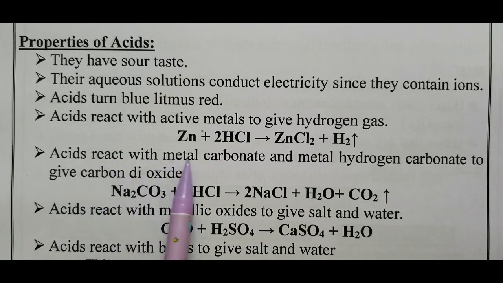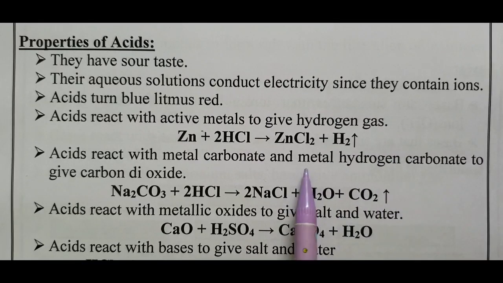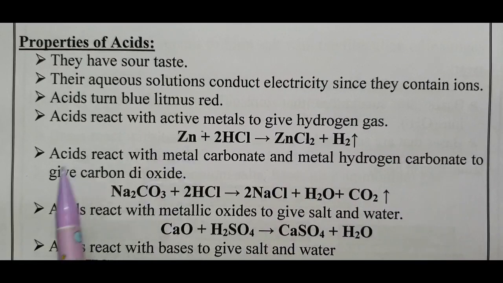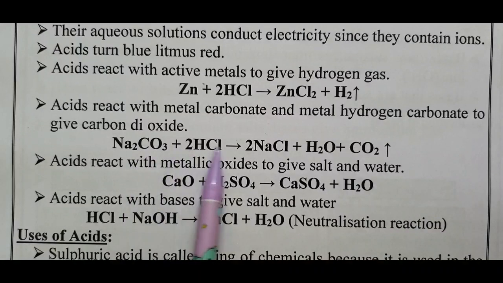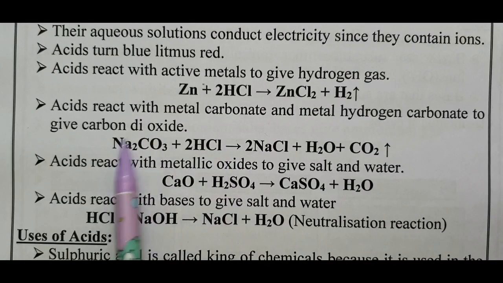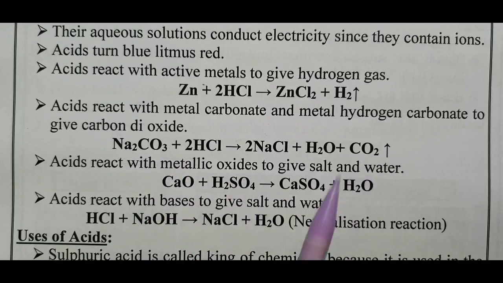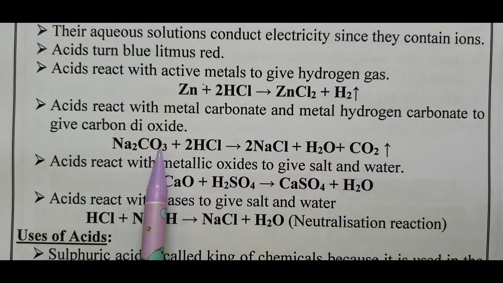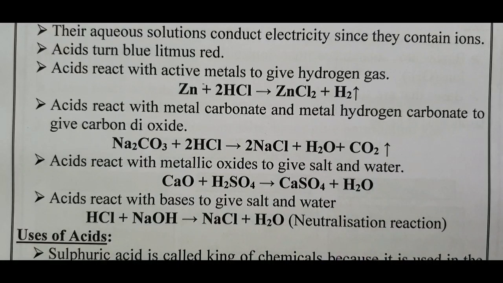And it liberates hydrogen in gaseous state. Acids react with metal carbonates and metal hydrogen carbonates, also called bicarbonates, to give carbon dioxide. Sodium carbonate plus HCl gives NaCl, liberates carbon dioxide, and H2O, a water molecule. When CO2 is removed, we have only one oxygen, and that oxygen combines with H to form H2O.